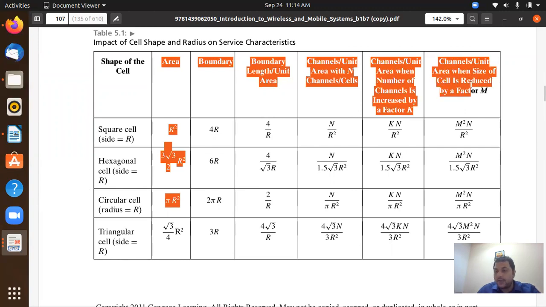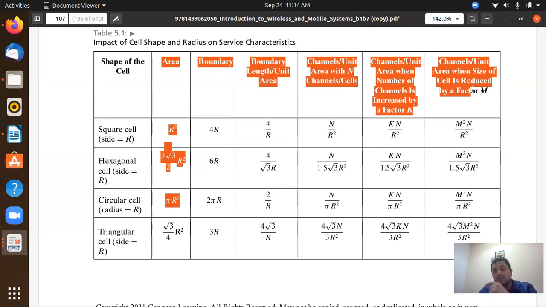So what is its area? What is its boundary? Then what is the boundary length per unit area? Another parameter is how many channels are there per unit area, and if you will increase the channel count, what would be the new channel count per unit area.